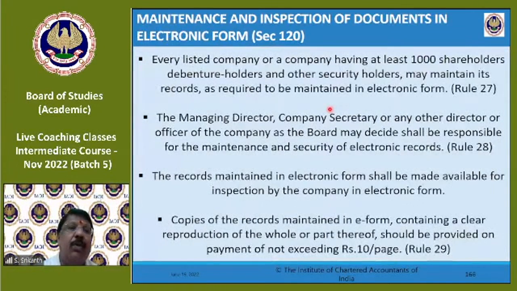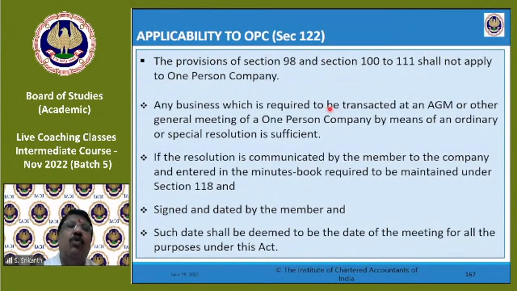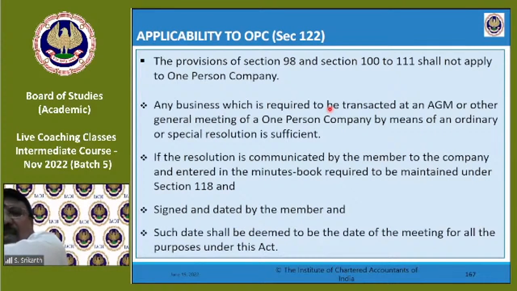Now, some sections do not apply to a one-person company. Provisions of section 98, 100, that is AGM, EGM, 111 shall not apply to a one-person company. Any business which is required to be transacted at an AGM or other general meeting of a one-person company, by means of an ordinary or special resolution, is sufficient. Okay, so how will it be done?